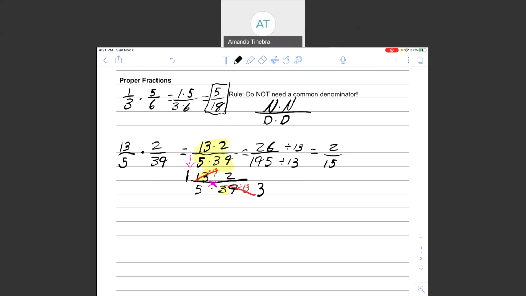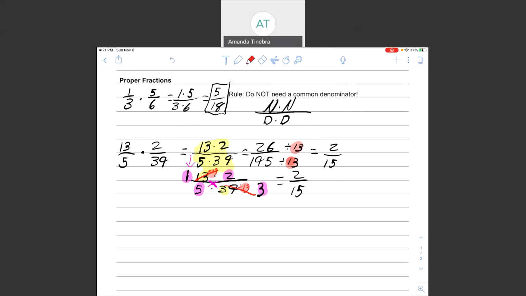So instead of doing 13 times 2 and 5 times 39, I'm actually going to do 1 times 2 and 5 times 3. 1 times 2 gives me 2. 5 times 3 gives me 15. You might notice that in both of these examples, I ended up doing the same thing. My factor I simplified by was 13, and it was 13 here. The only difference between these two methods is that the second way, I simplified before I multiplied.